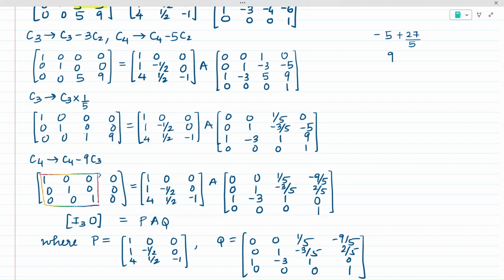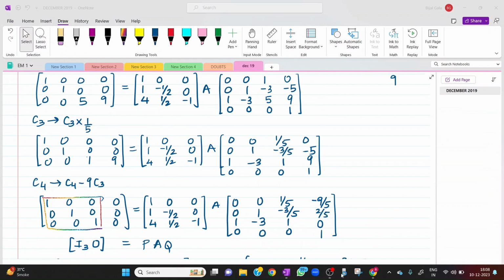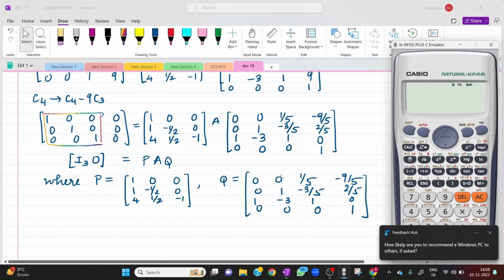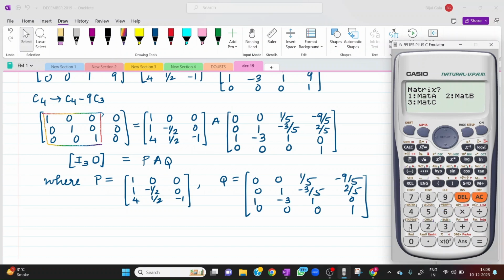So a few things here which you need to understand: you'll have to be very patient. One small mistake and the entire answer can go wrong. Second thing, how to verify whether your answer is correct. Now, to do that, let me show you something here. Calculate. And I'll be using the matrices mode, that's mode number 6. I'll input the values of PAQ over here.